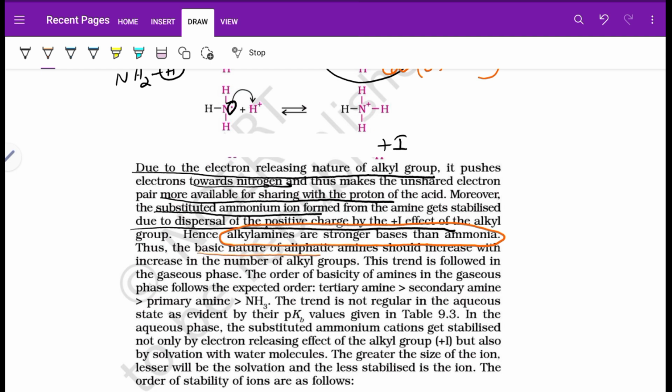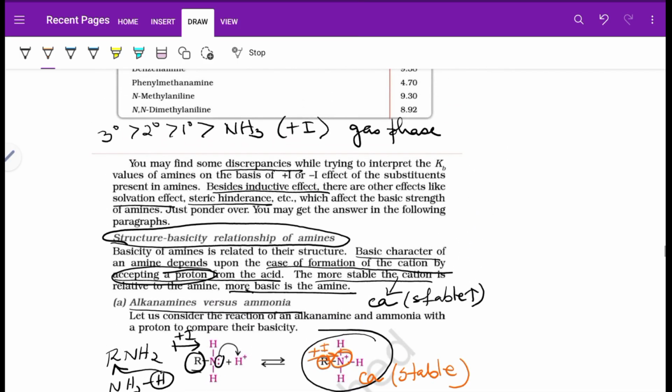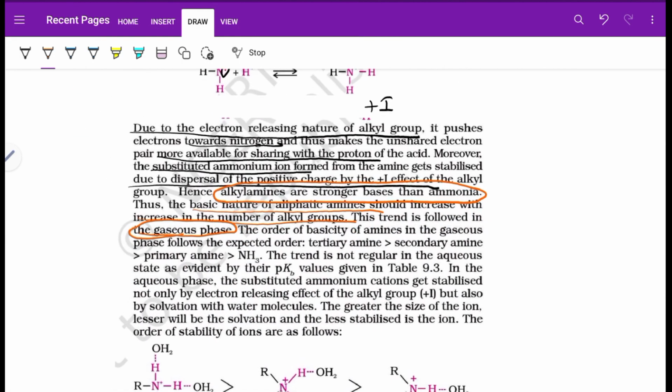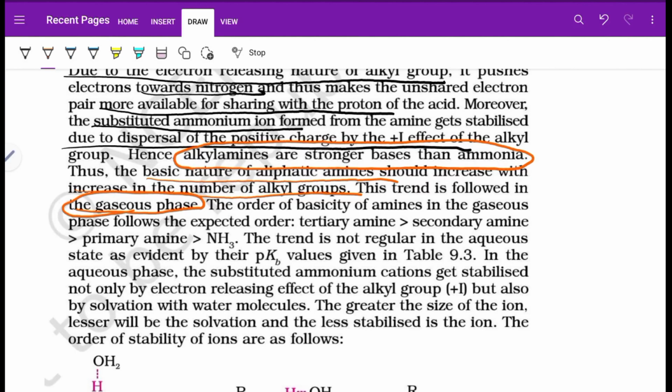Now, the basic nature of aliphatic amines should increase with an increase in the number of alkyl groups. Why? Because if the number of alkyl groups increases, then the number of groups having plus I effect is also increasing. This happens in the gaseous phase, which I have shown here. So for the gas phase, the order of basicity is this. Why? Because it is only the inductive effect that is playing its role. And so a tertiary amine has greater basicity than secondary, then primary, then NH3.